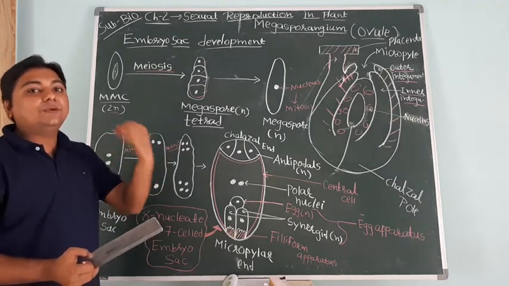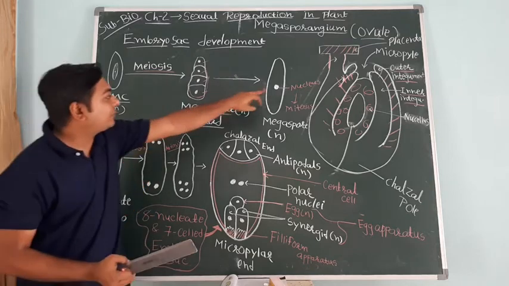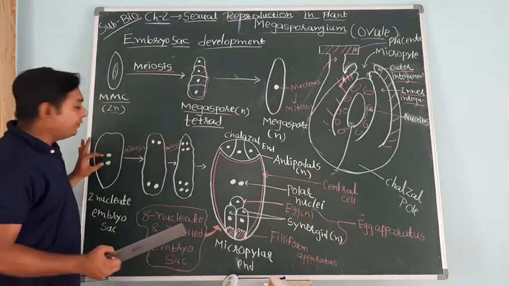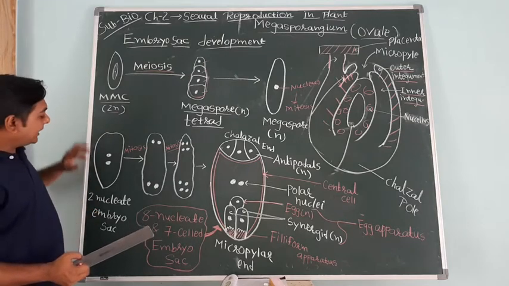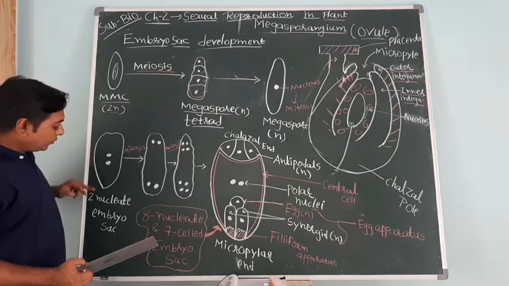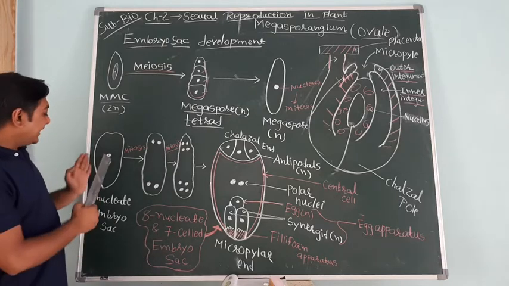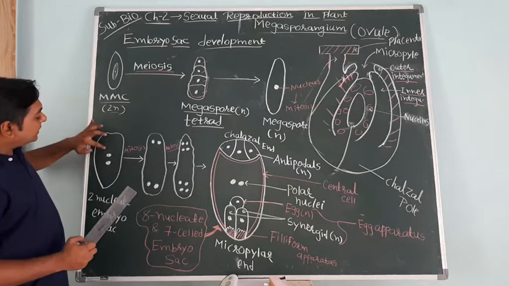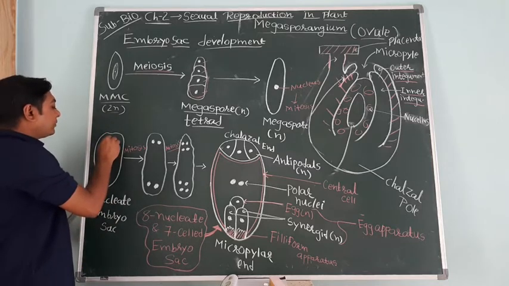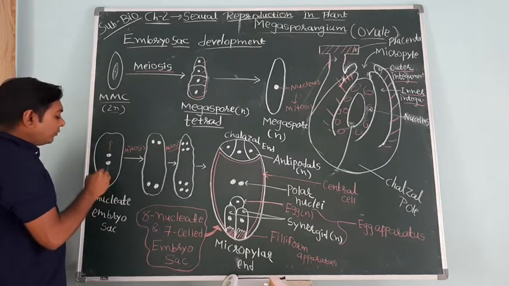Only the nucleus divides. After division of the nucleus, it produces 2 nuclei. So it is called a 2 nucleate embryo sac, because the embryo sac has 2 nuclei. Then both nuclei start moving towards the opposite poles. This one will move upside, and this one will move downside.